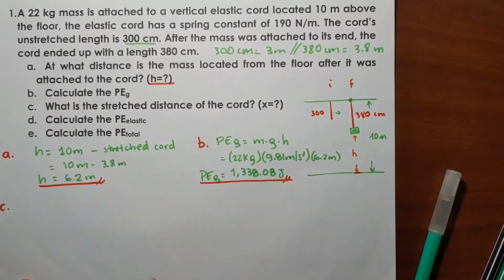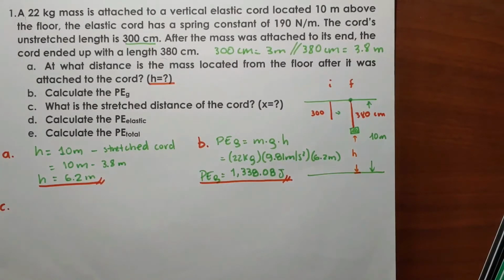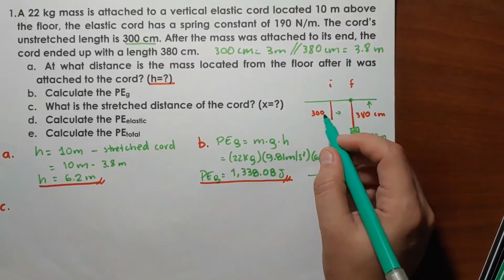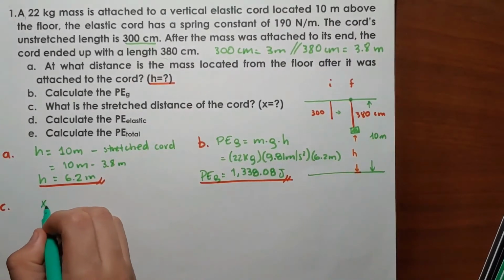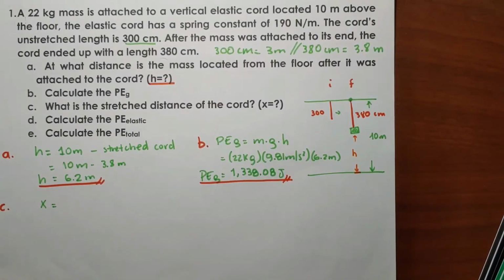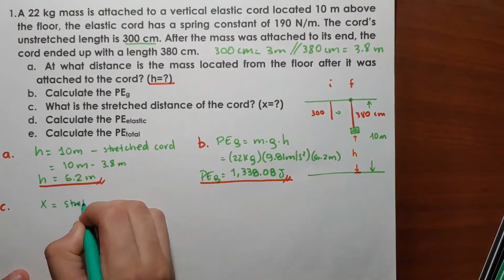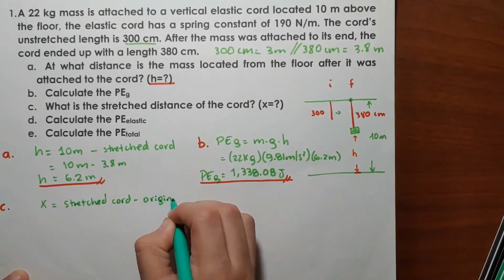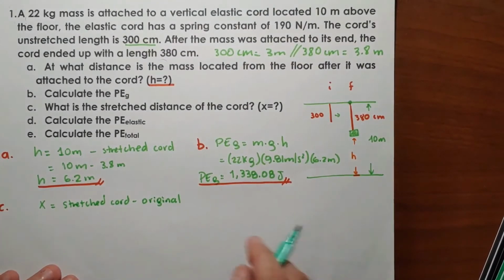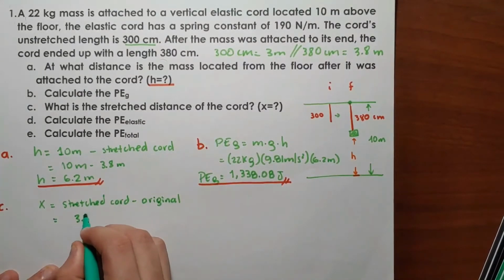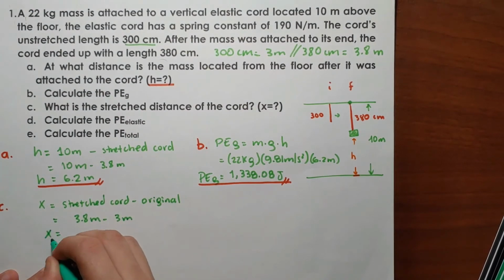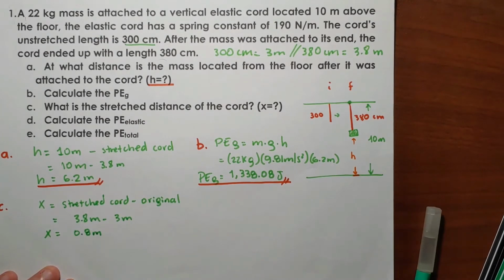Now in part C, they are asking us what is the stretch distance of the cord. Okay, so how can we calculate x? As you can see, the cord was stretched from 300 to 380 centimeters. So to calculate x, which is the stretch distance, it is stretched cord minus original. That's how you can calculate it, okay? So your stretched cord, that is 3.8 meters, minus the original, that was 300 centimeters or 3 meters. x gives me 0.8 meters. And voila, we have the third answer.